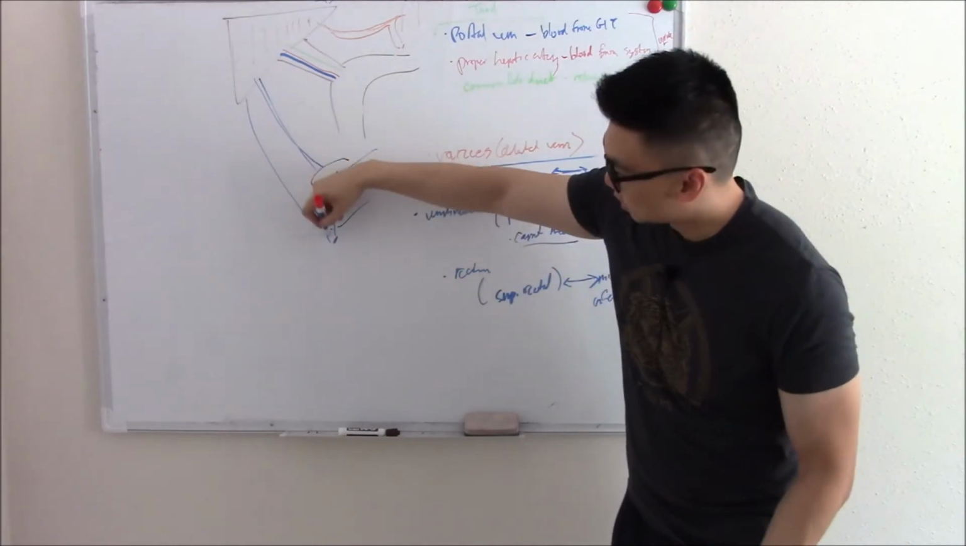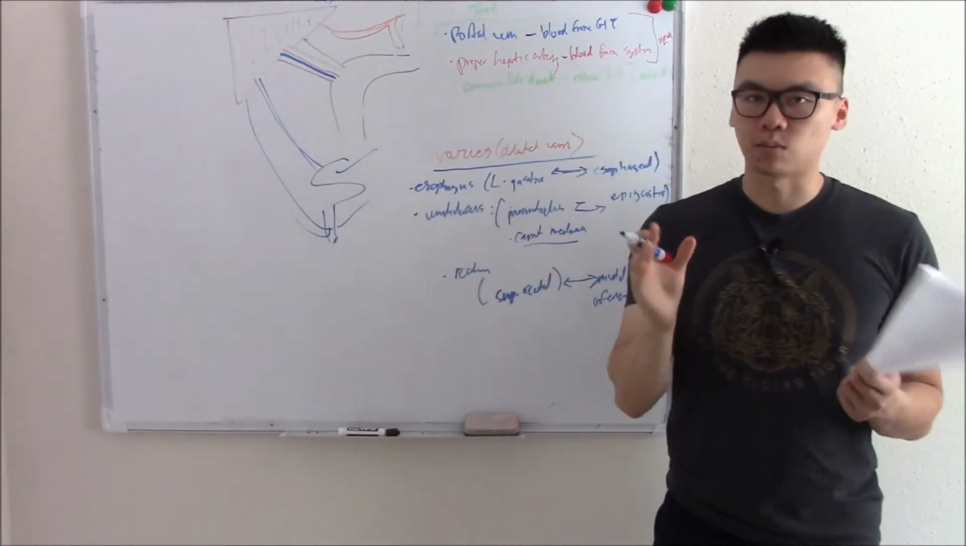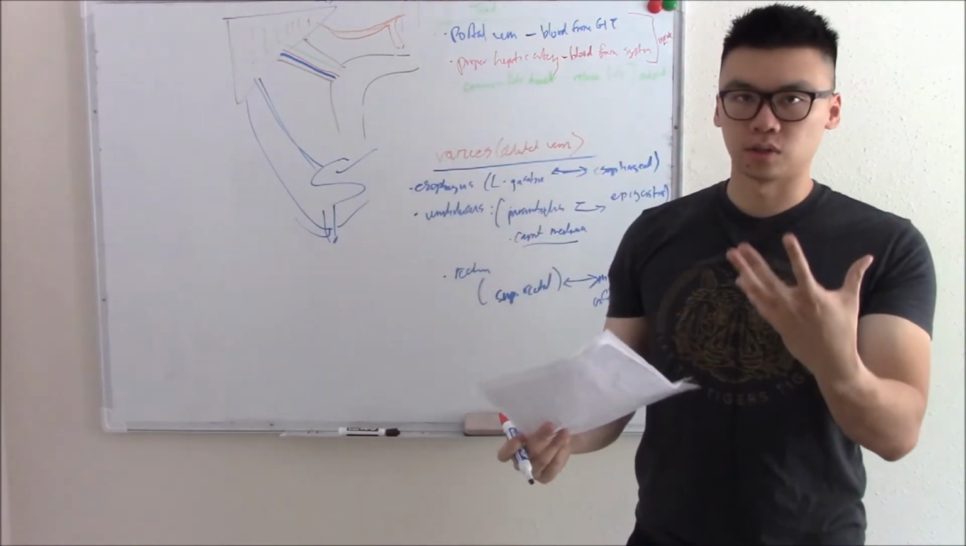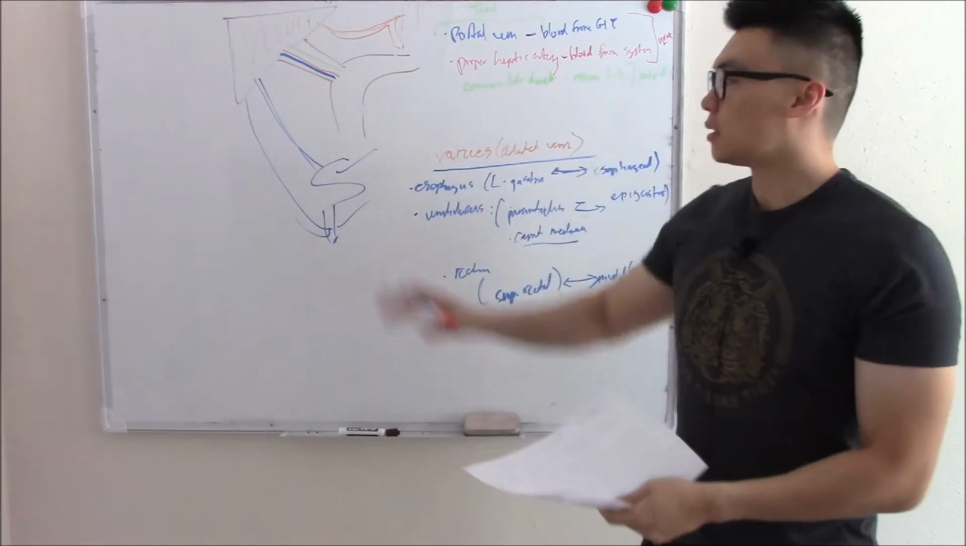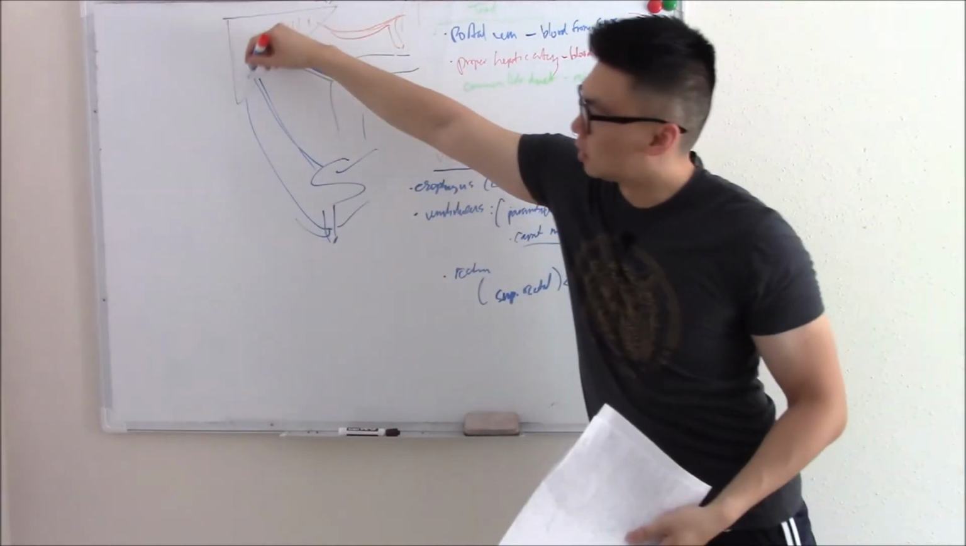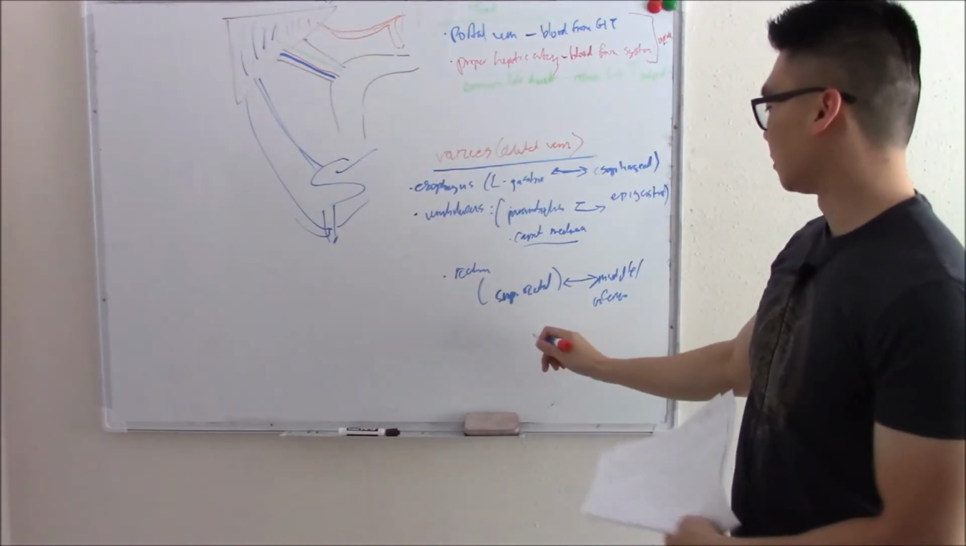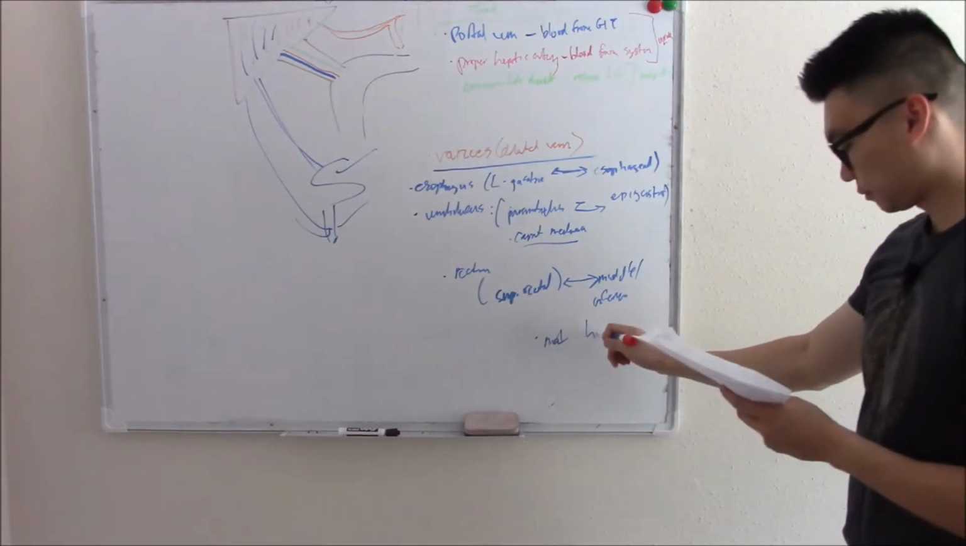Pathology here, these veins can dilate. These are not the same as hemorrhoids. We said hemorrhoids were those superficial submucosal veins that dilate due to constipation. This is not due to constipation. This is due to liver damage. So these are not hemorrhoids.